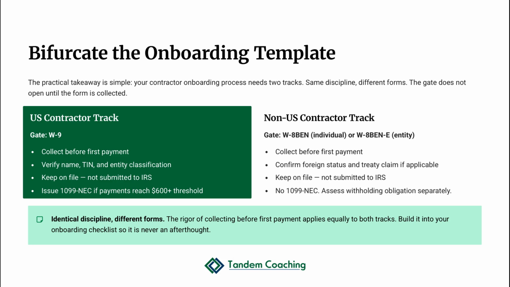Bifurcate the onboarding template into a U.S. branch and a non-U.S. branch from day one. U.S. contractor gets the W-9 attachment, the standard contractor agreement, the standard payment terms. Non-U.S. contractor gets the W-8BEN attachment, the agreement, the payment terms, and the one-line note in the file documenting where the services are performed. Different forms, identical discipline. Collect before first payment, file in your records, retain for 7 years. The bifurcation lives in the onboarding template. Build it once. Route every hire through the correct branch from the start.